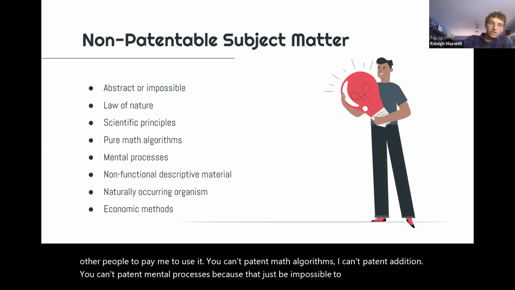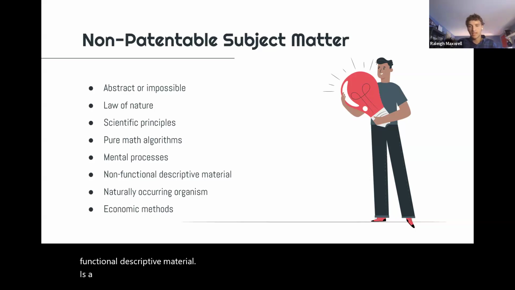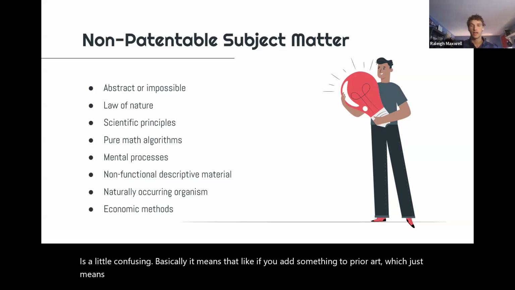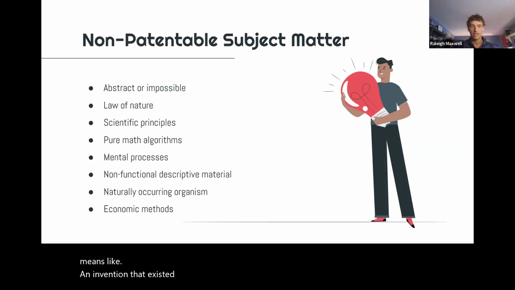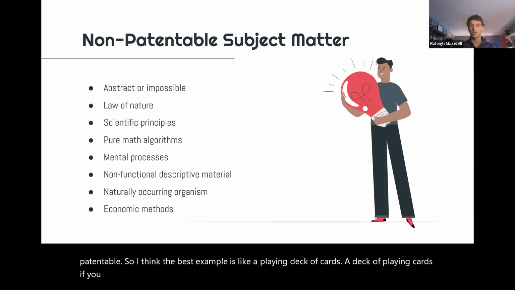And then non-functional descriptive material is a little confusing. Basically, it means that if you add something to prior art, which just means an invention that existed before, and it does not change the function of the prior art, it is not patentable. So I think the best example is a deck of playing cards. If you add images to the cards, that does not make them distinct from a patent on playing cards, right?